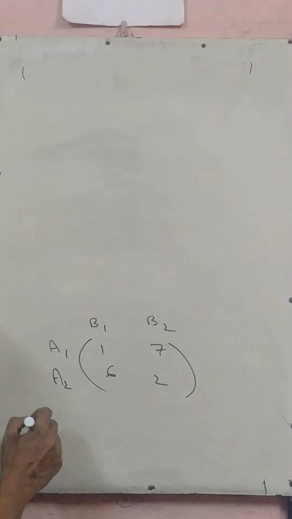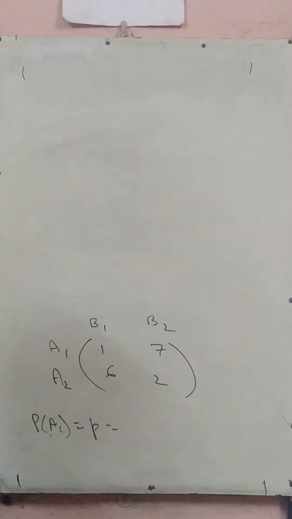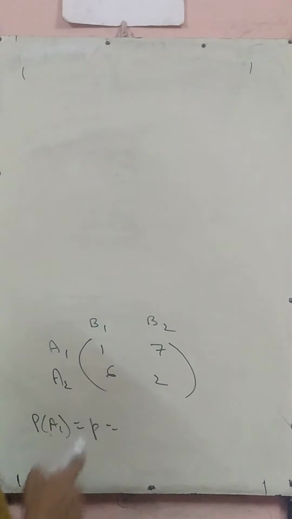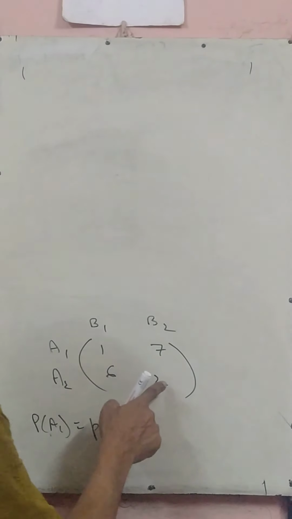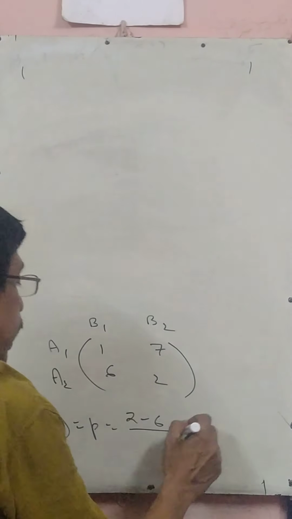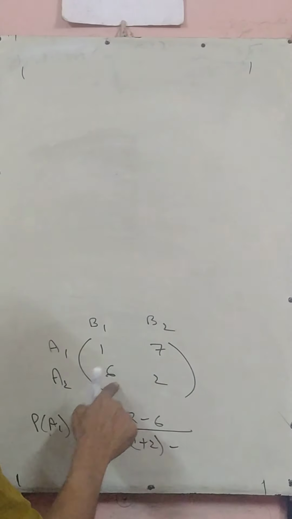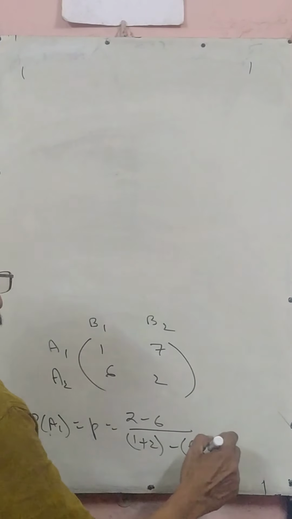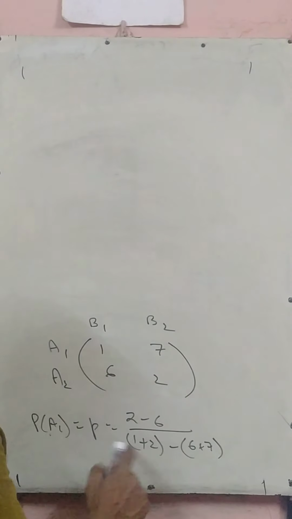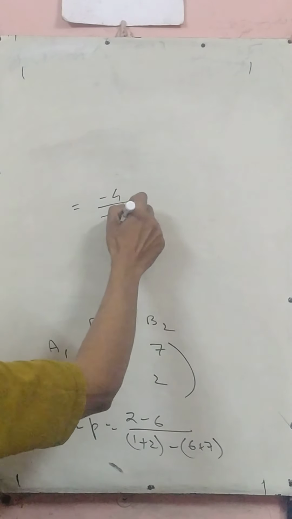Now how do we find out the probability of A1, which is P? What is the formula? I showed it in the previous video. The idea is A22 minus A21, that is 2 minus 6, divided by A11 plus A22 minus A12 minus A21, that is 1 plus 2 minus 6 plus 7. The idea is very simple; you can find the probability very easily. So it is minus 4 in the numerator and the denominator is minus 10.